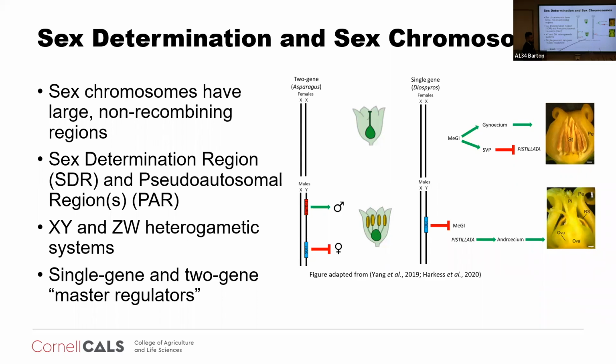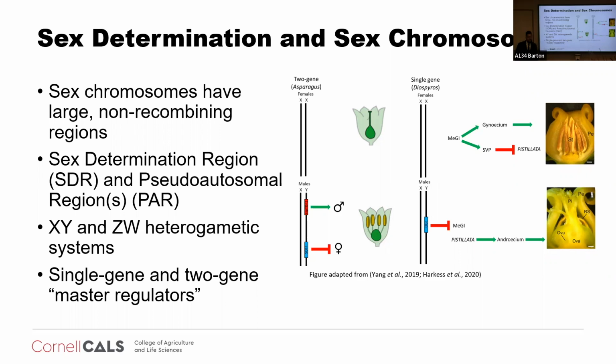So you get male flowers. An example of a single gene system is persimmon, and that's actually kind of a really interesting system. So females are XX, and then there's this autosomal gene called MEGI. MEGI promotes gynoecium development, which results in female flowers. MEGI also promotes SVP expression, which suppresses pistillata.